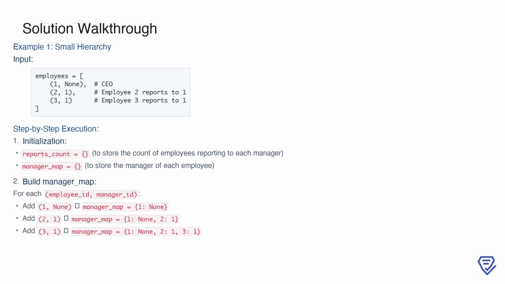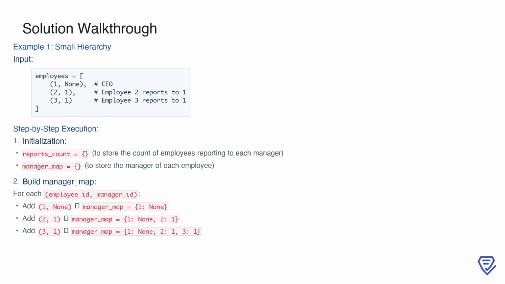Here, we start with a small hierarchy where employee 1 is the CEO, and employees 2 and 3 both directly report to employee 1. To solve the problem, we first initialize two data structures, reports_count, which will keep track of how many employees report to each manager, and manager_map, which will map each employee to their respective manager.